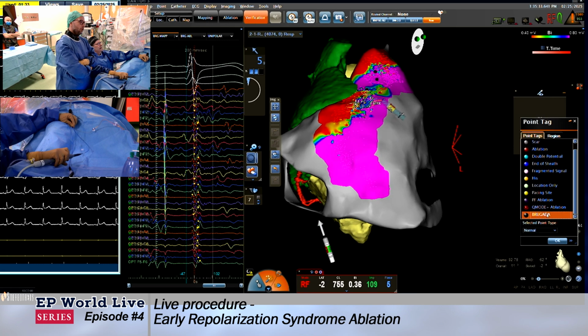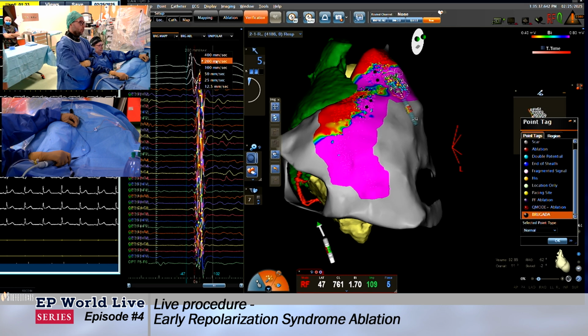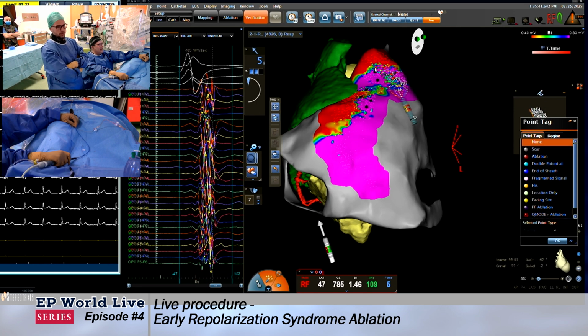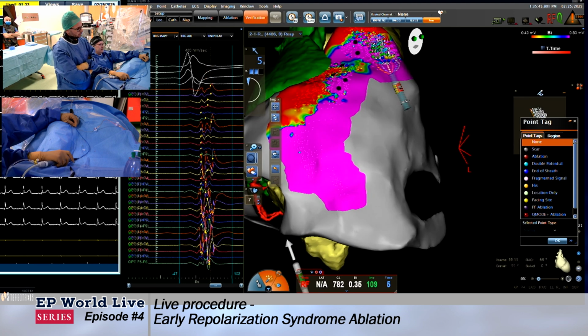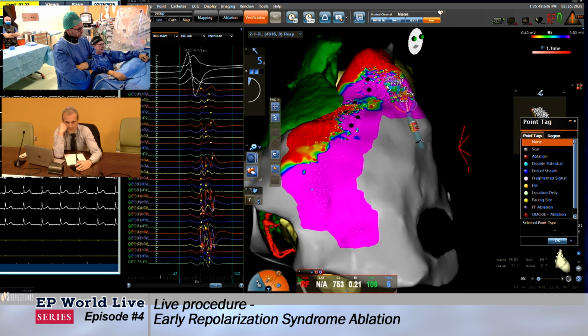Ben, can you go to 400 millisecond speed, please? So, Professor, looking here, we have the double potential. Here the tissue is completely abnormal. What do you think, Giovanni?